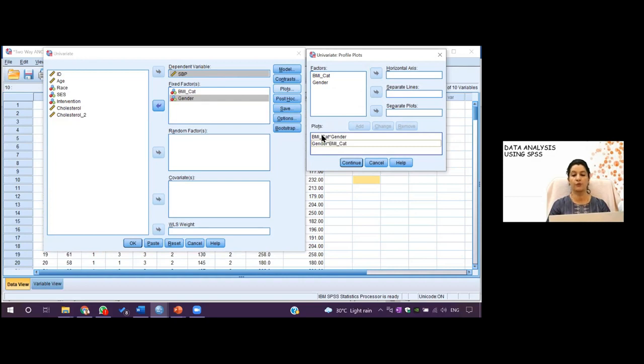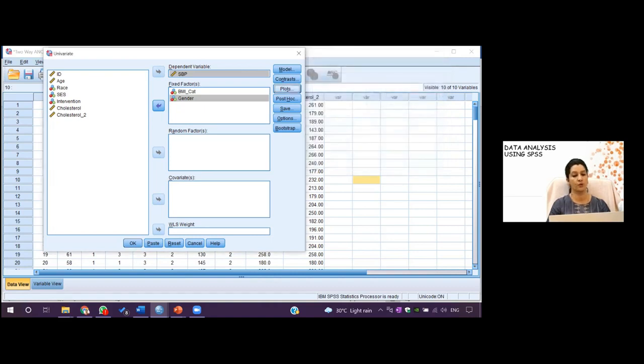So you will have two plots. You will have one plot where there will be separate lines for gender, and one plot where there will be separate lines for BMI category. So just enter like this. What I did, I moved this to horizontal and I have changed this. So one separate line I want for gender and one separate line I want for BMI cat. I have given the command of two plots by pressing this option Add, and then I'll press Continue.